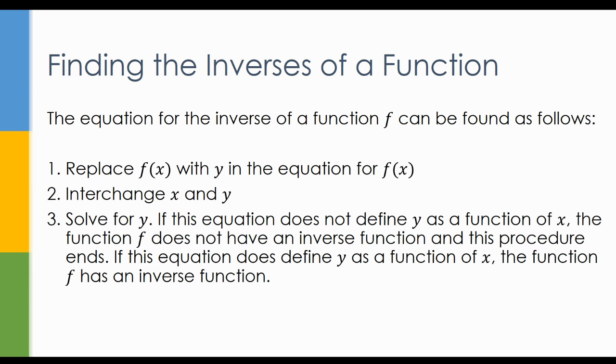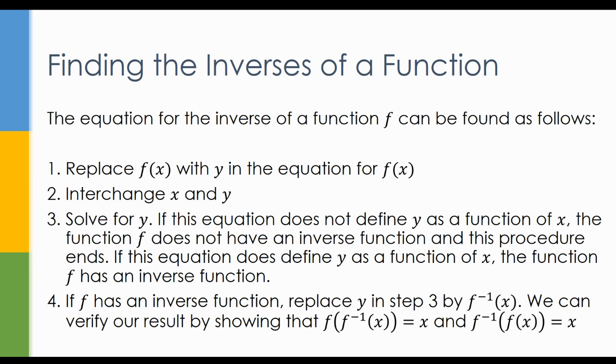It says if this equation does not define y as a function of x, the function f does not have an inverse, and this procedure ends. If the equation does define y as a function of x, the function f has an inverse function. Remember, for y to be a function of x means that when I plug in a value for x, I only get one answer for y. So we wouldn't want to end up solving for y and getting something like y equals plus or minus the square root of x. I would need to have exactly one y value for every x value.